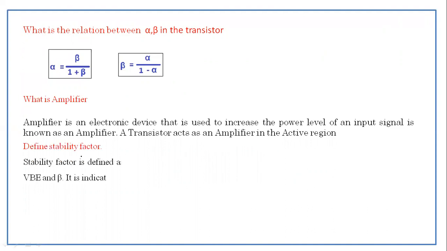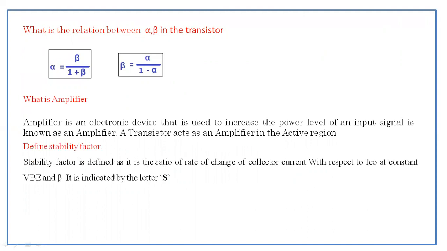Next, define stability factor. Stability factor is defined as the ratio of the rate of change of collector current with respect to ICO at constant VBE and beta. It is denoted by the letter S. Here, S is equal to ∂IC by ∂ICO at constant VBE and beta equal to constant.